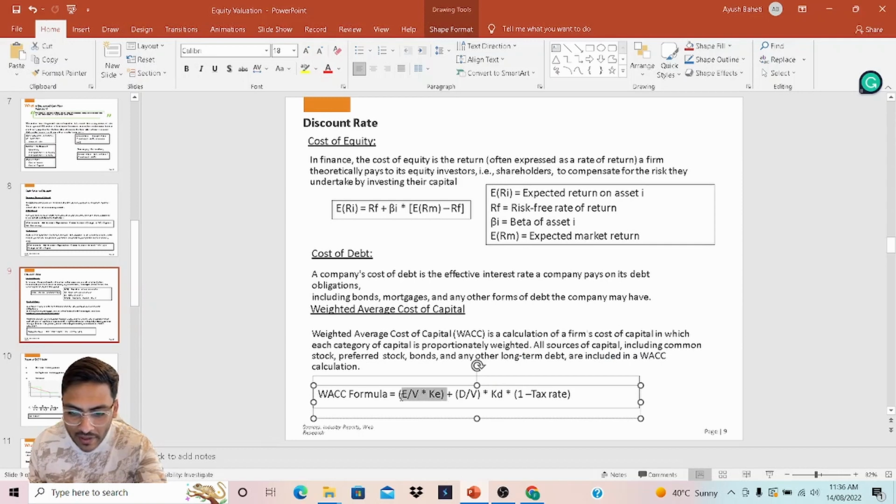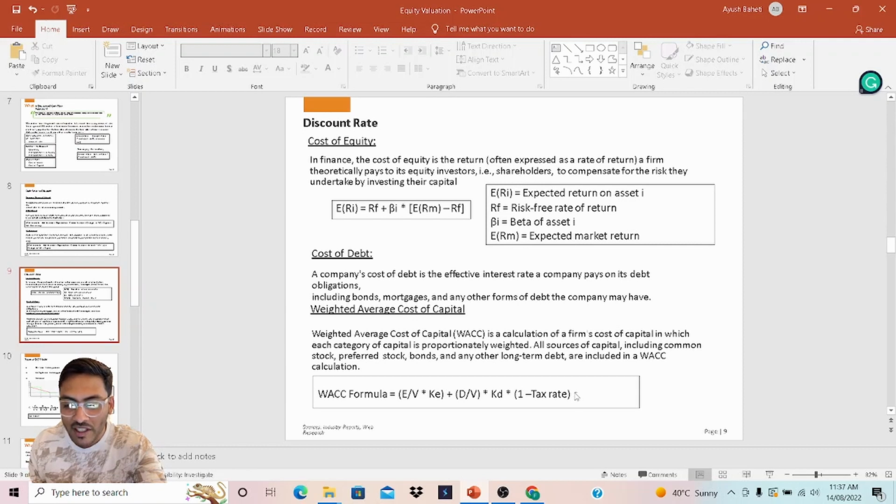The first component is the cost of equity multiplied by the weightage of equity. The cost of equity will come from the CAPM model, and the weightage is the proportion of equity in the total capital. So let's say there's a company that has funded its business from 50% equity and 50% debt. Then this 50% is multiplied by the cost of equity, plus the second component, which is the cost of debt multiplied by 1 minus tax rate, with the debt weightage. Again, we are doing this tax adjustment because we know that the interest is tax deductible.